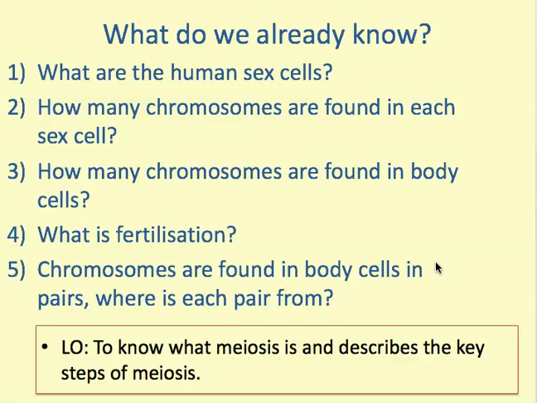So number 1, what are the human sex cells? So you should have said egg and sperm, and the collective name for them is the gametes, which is going to be really important in what we're doing today. Number 2, how many chromosomes are found in each sex cell? 23. How many chromosomes are found in body cells? 46. What is fertilization? It is when the egg and the sperm meet. And number 5, chromosomes are found in body cells in pairs. Where is each pair from? One is from the mother and one is from the father.